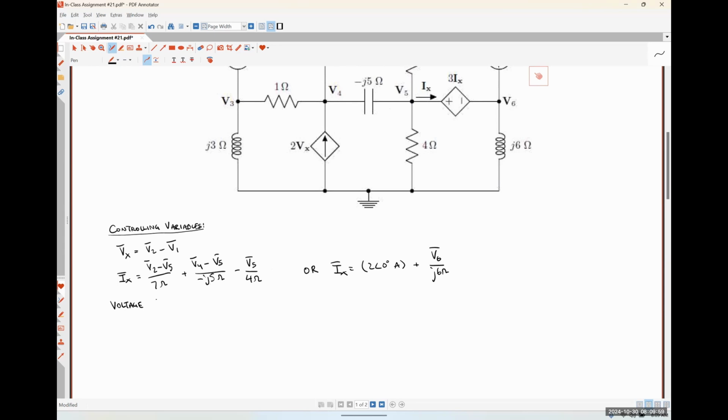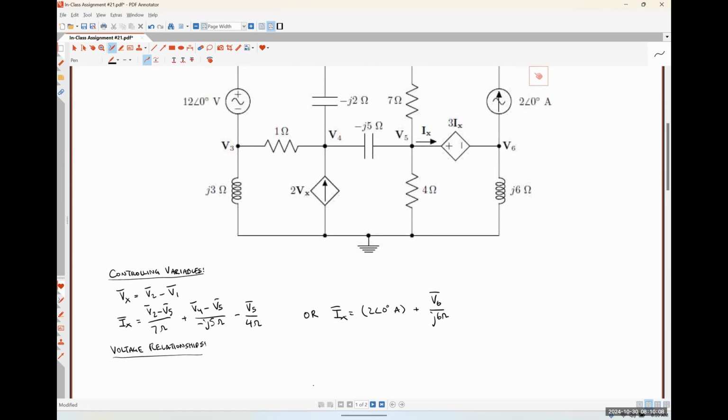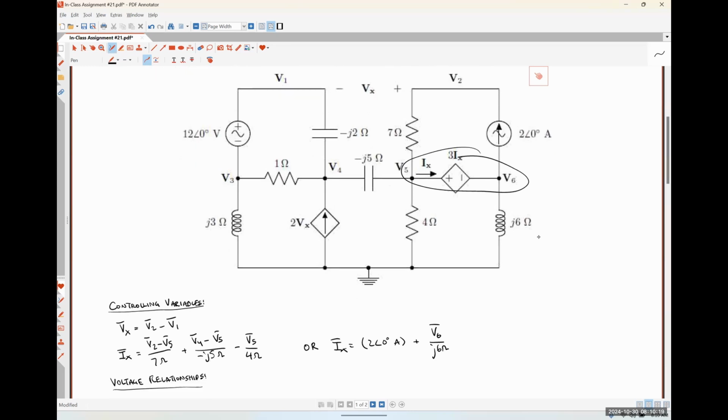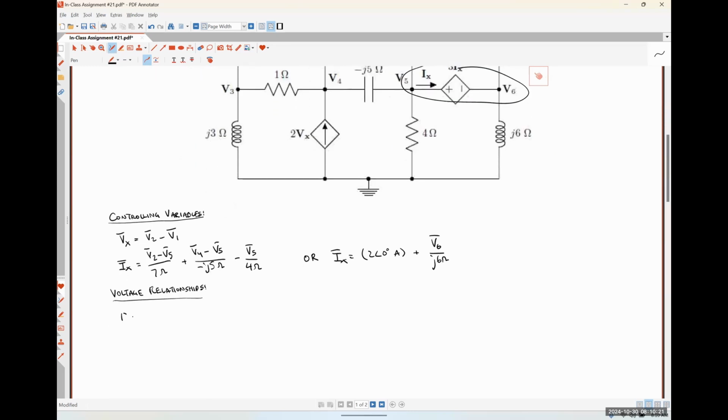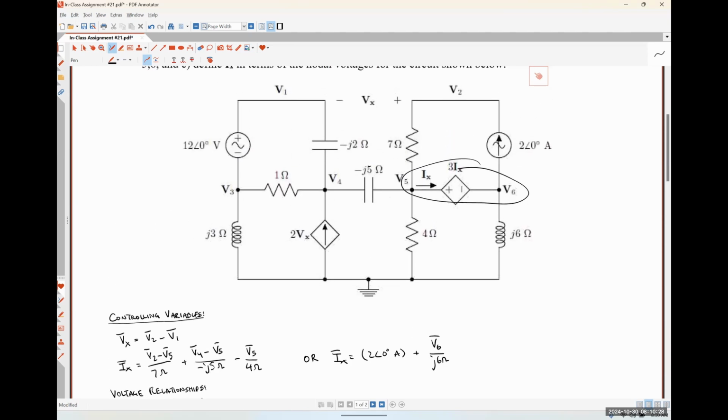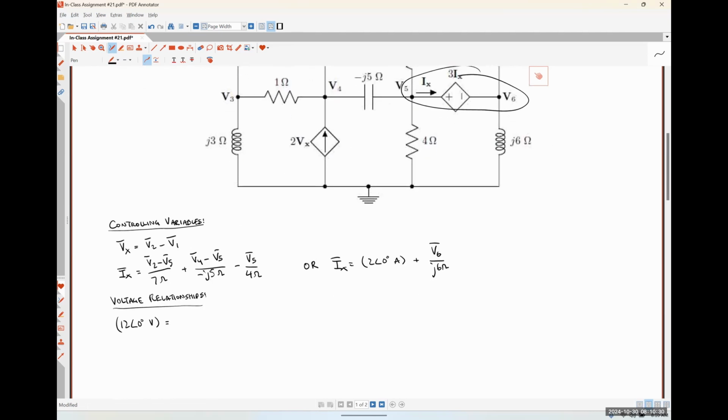So anytime that we have a voltage source, we're going to have voltage relationships. So I've got this voltage source right here and this voltage source right here. So let's start with the one on the left, okay? So that would look like 12 angle 0 degrees volts is equal to what? V1 minus V3, absolutely right.